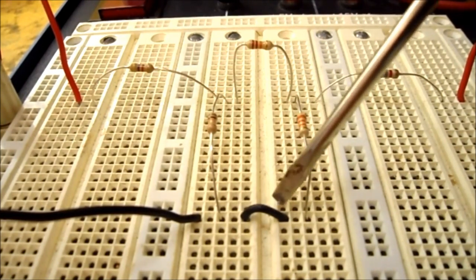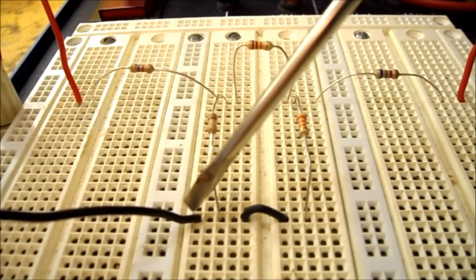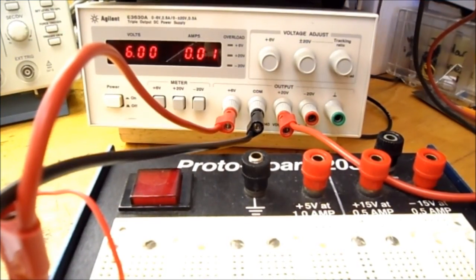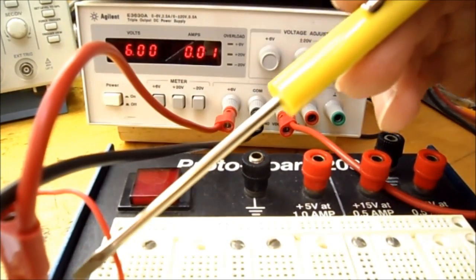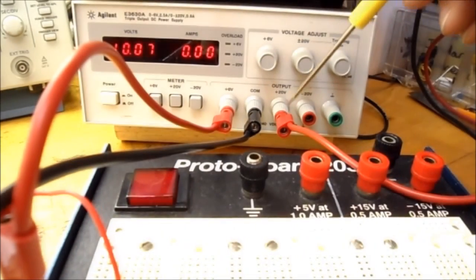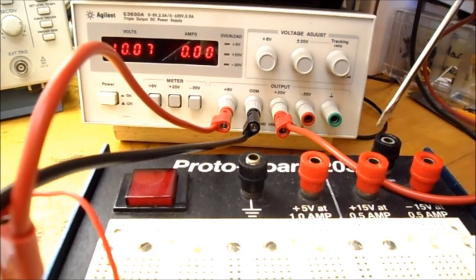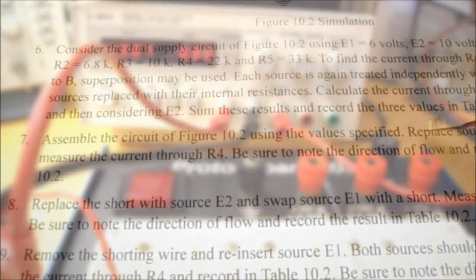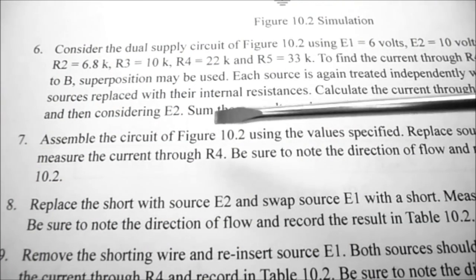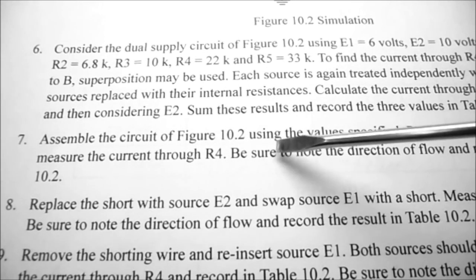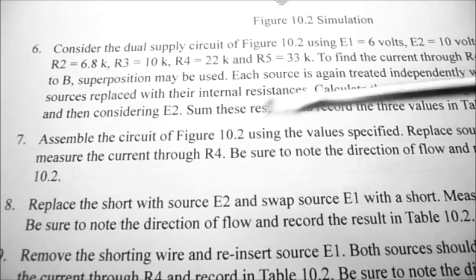And don't forget this little jumper here so that both resistors get ground or common from the supply. So you can see out of my 6 volt terminal, I have 6 volts going to my circuit, so that's E1. Out of the 20 volt terminal, I have 10 volts going to my circuit, and that is E2. We're going to replace the source E2 with a short and measure the current through R4. Be sure to note the direction of flow and record the results in table 10.2.